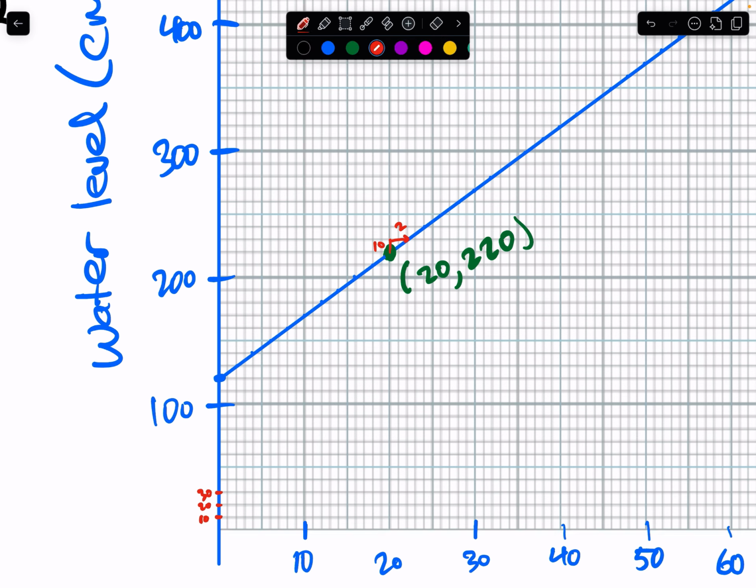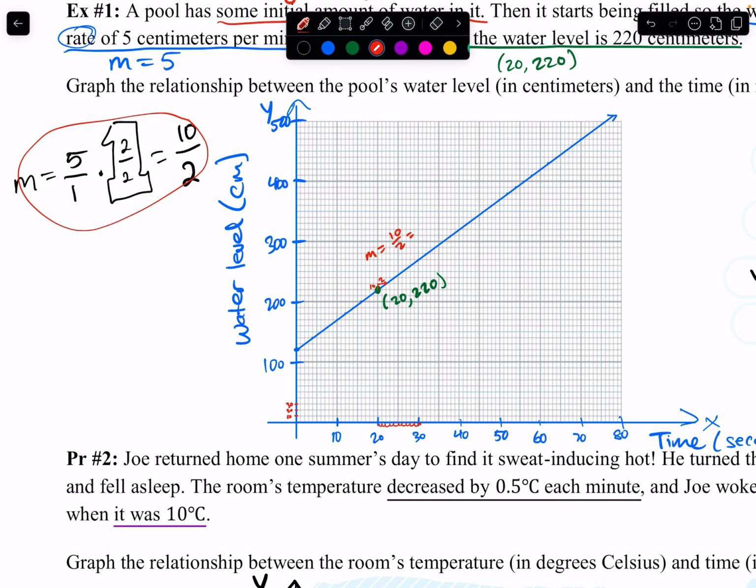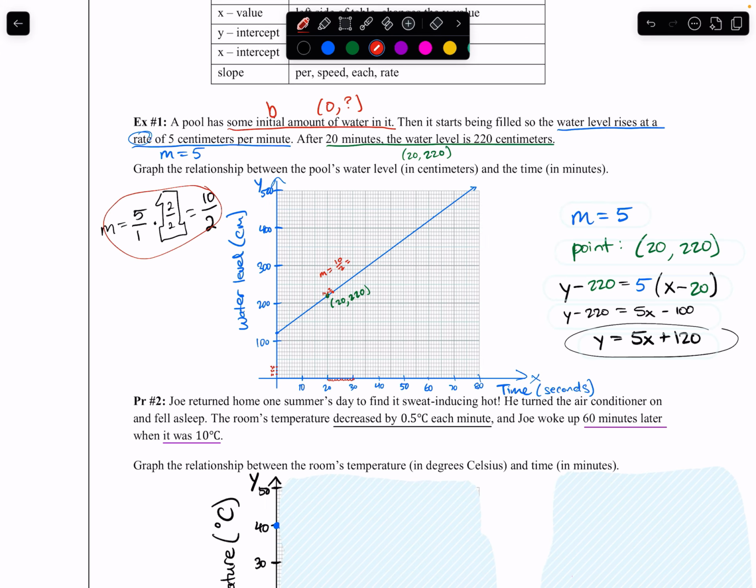Because to get from 20 to 30, 1, 2, 3, 4, 5, 6, 7, 8, 9, 10. That would be scaled by 1s. So our slope ends up being 10 over 2, which is what we wrote here. That's how I got my next point, and then I drew my line. Okay.